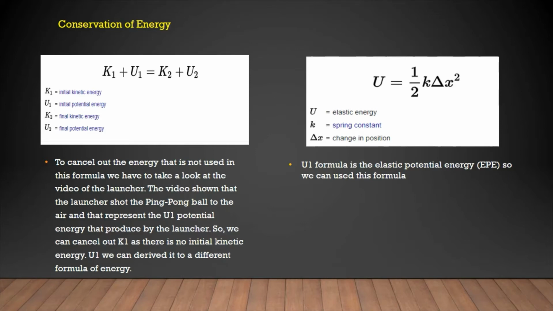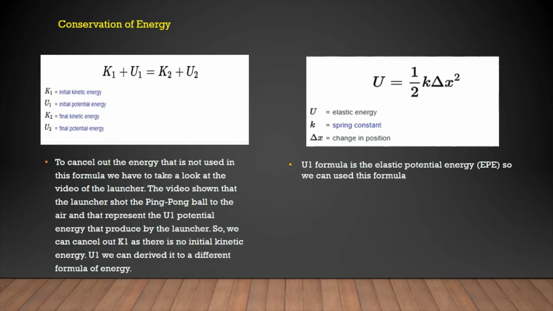To cancel out the energy that is not used in this formula, we have to take a look at the video of the launcher. The video shows that the launcher shoots the ping pong ball to the air, and that represents the U1 potential energy produced by the launcher. So we can cancel out K1 as there is no initial kinetic energy.